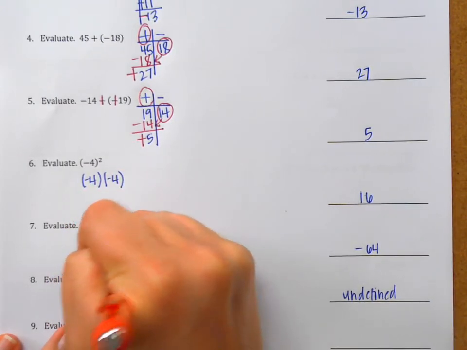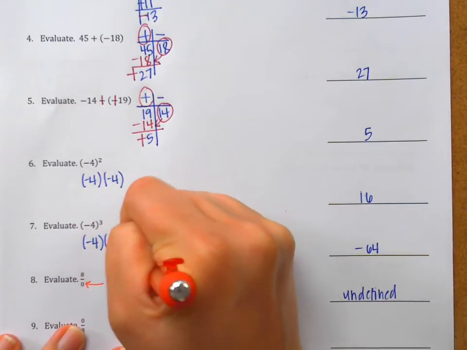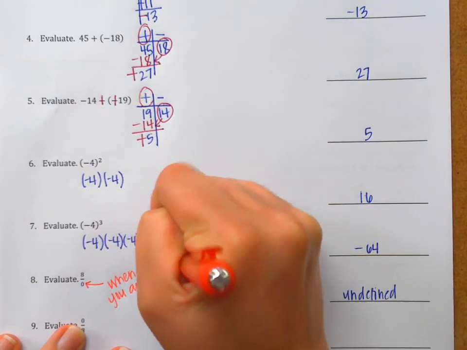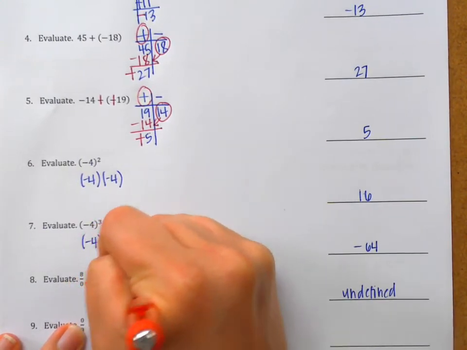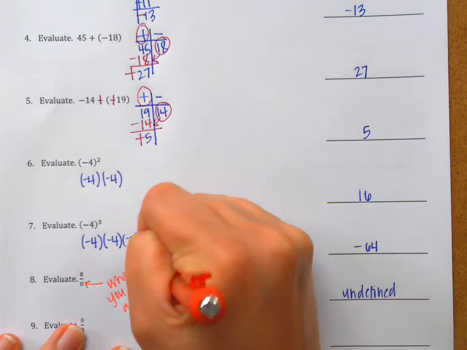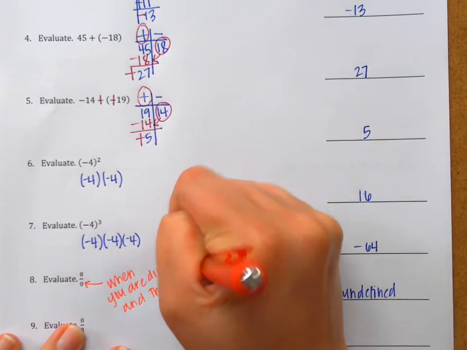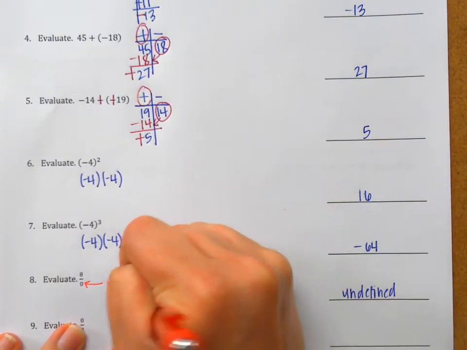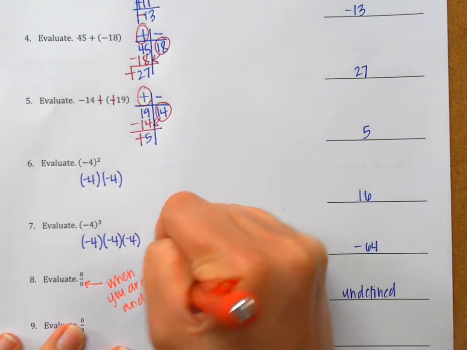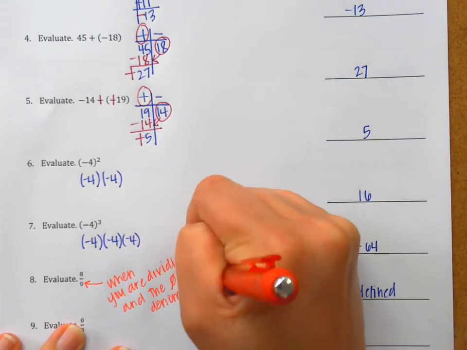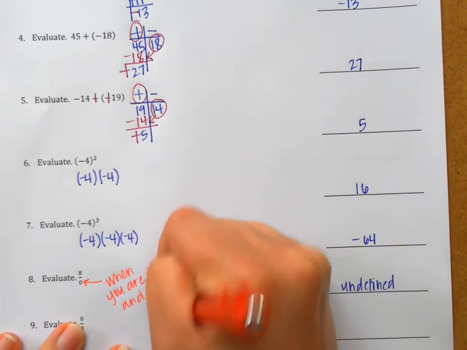So when you are dividing and the 0 is in the denominator, your answer will be undefined.